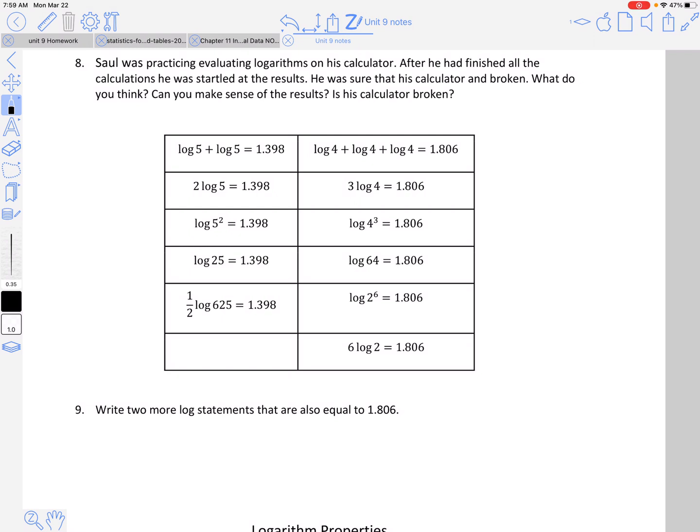Weird. So through what we just worked on, this one shouldn't be too crazy, right? So 5 times 5 is 25. We just talked about that rule, right? And this one shouldn't be too crazy, right? Because log of 5 times 5 should be the same as log of 5 squared. Okay.